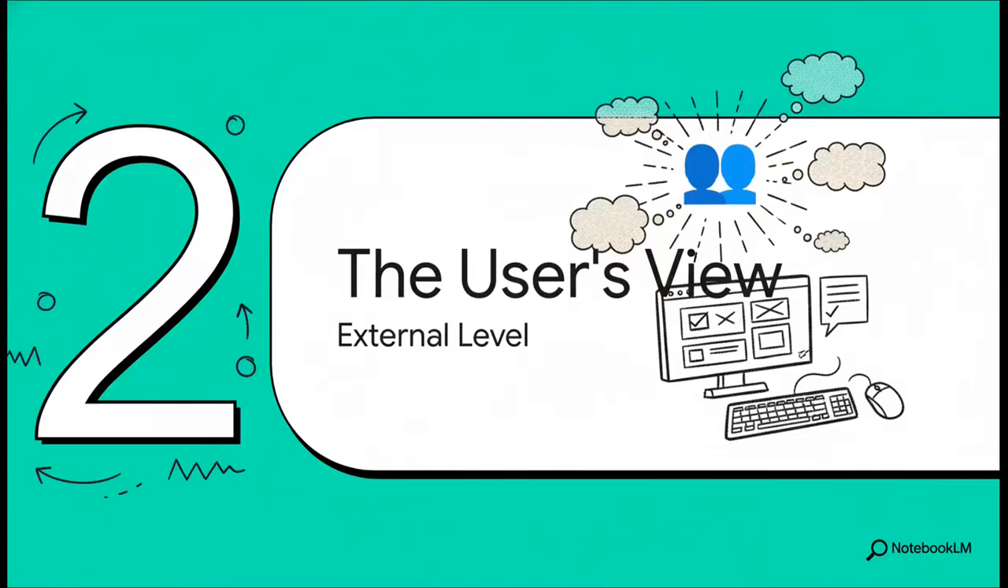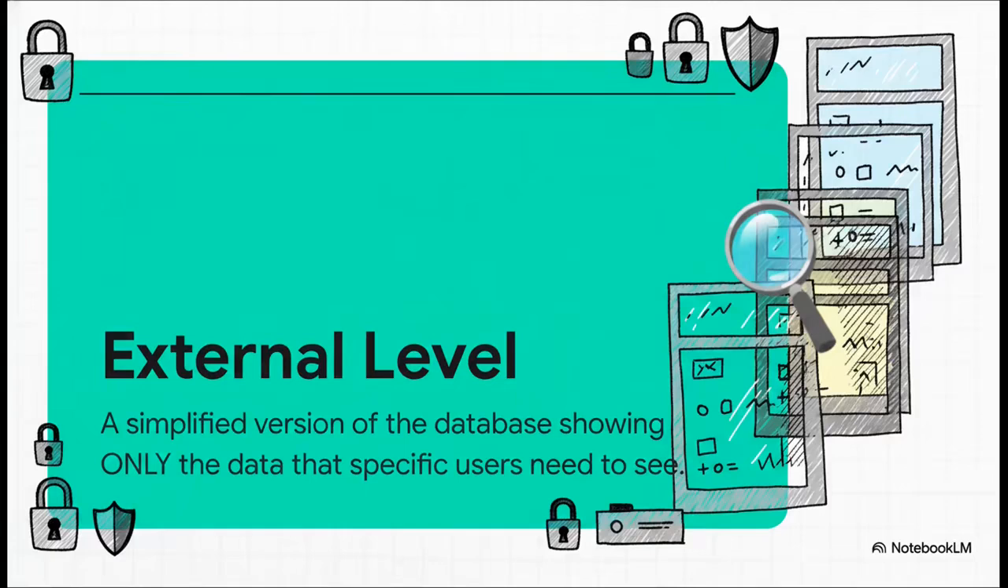All right, let's dive into that top layer, the one you and I see all the time. Section 2, the user's view, which we call the external level. Okay, so the external level, just think of it as a custom-made window into the database. It isn't the whole building, just the specific view that one person needs. It brilliantly hides all the other stuff, all the complexity they just don't need to worry about.